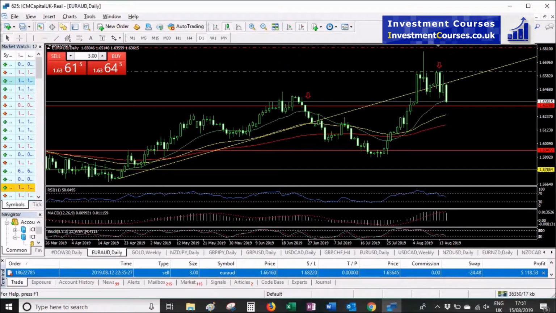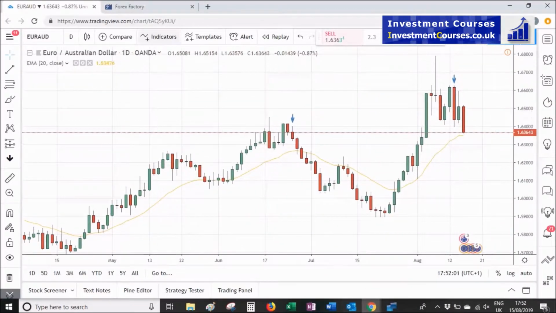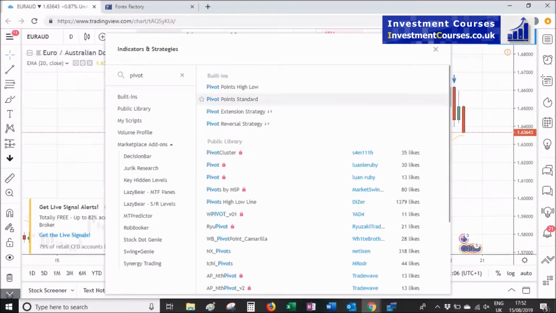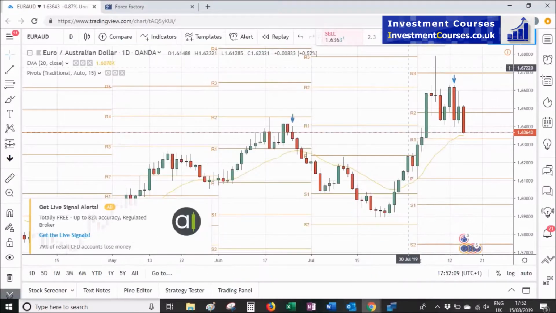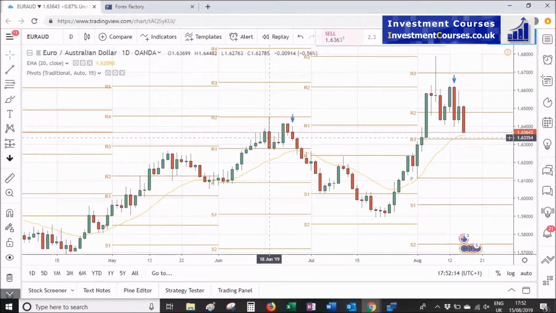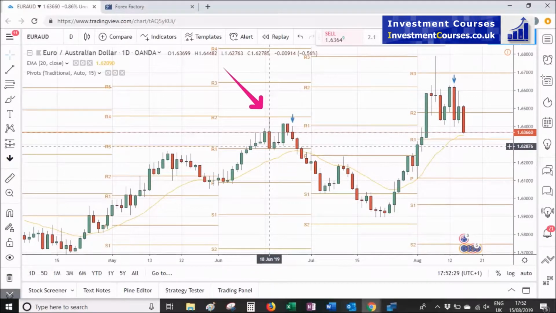Let me show you something quickly. Let me go to the other platform. I'm using 2 platforms at the same time. Here, let me add pivot lines. This TradingView website has good pivot lines, and well, there we go. Here on 18th of June, you can see the price came up, touched the R2 level. R2 is a strong resistance line. Price touched that one, and then you can see a red or bearish candle happened here.